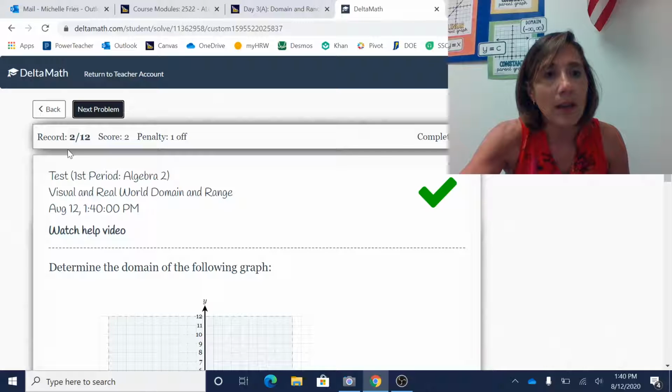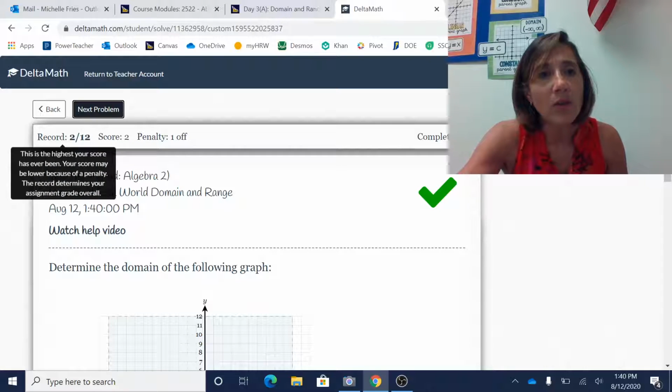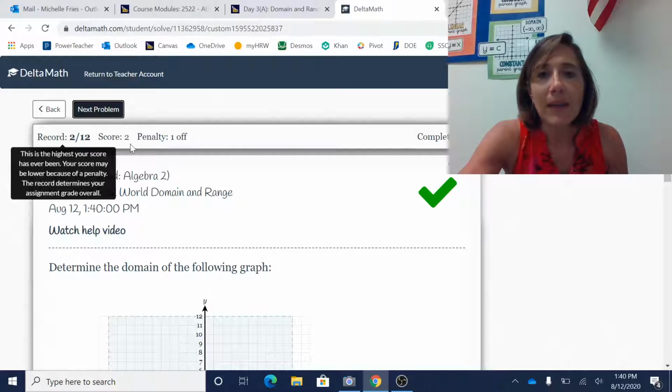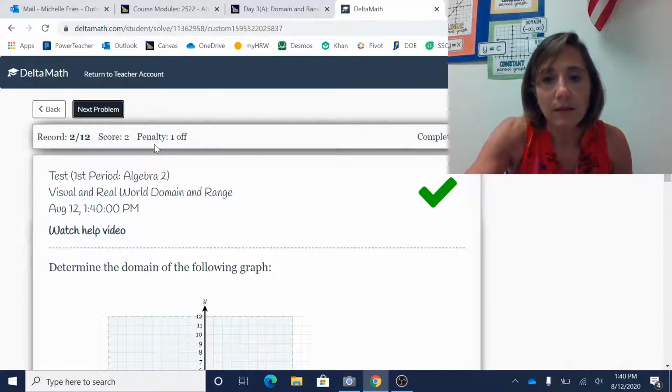So up here in the left-hand corner, you can tell that I've gotten 2 out of the 12 that I need so far. So we're going to keep going like that.